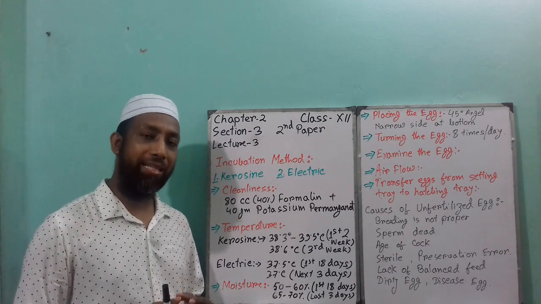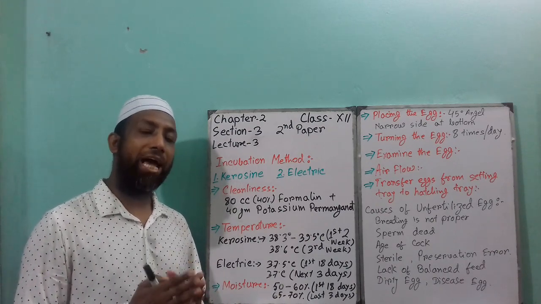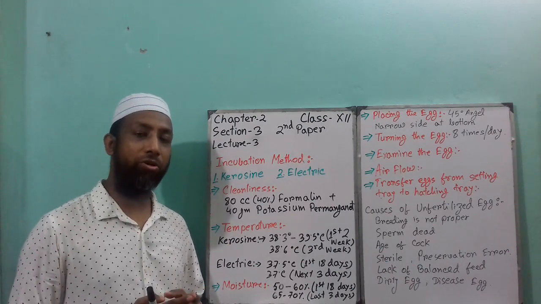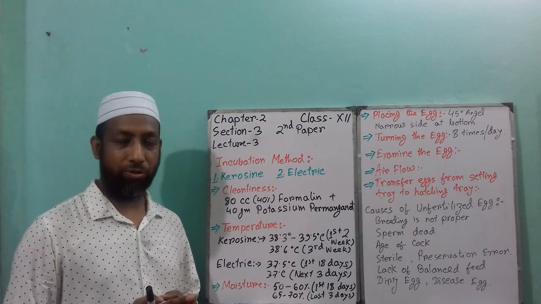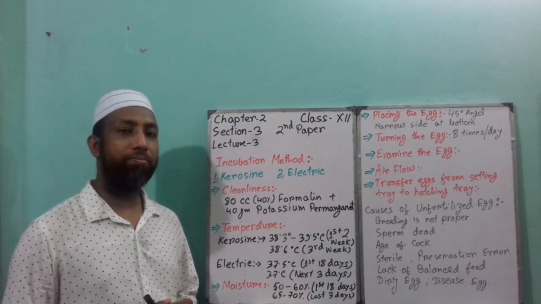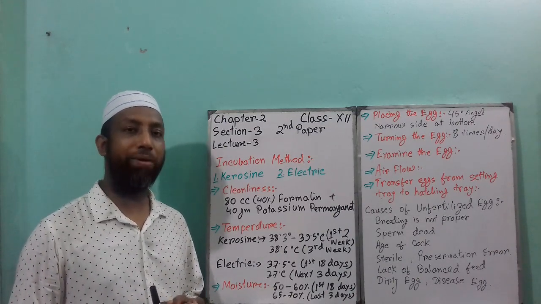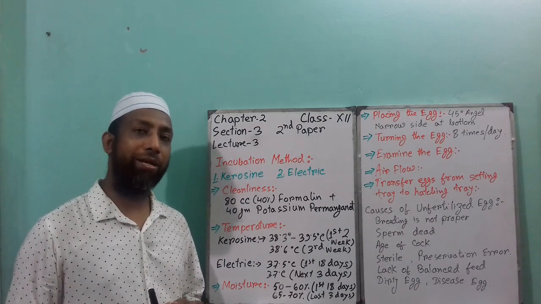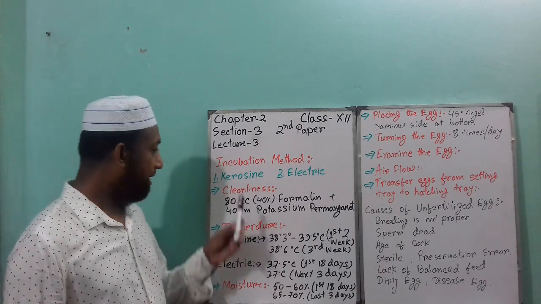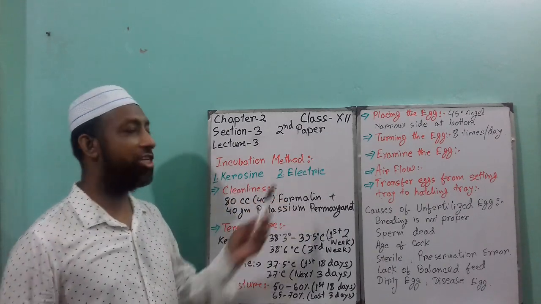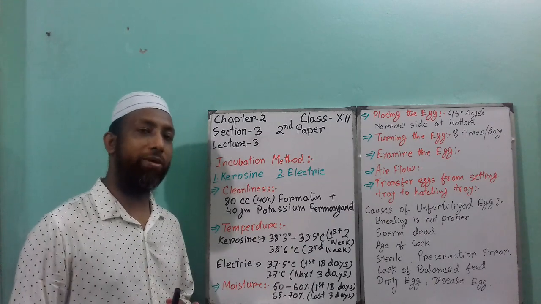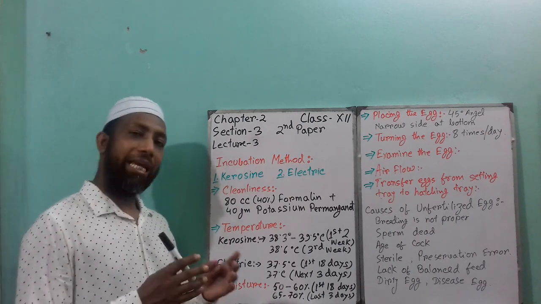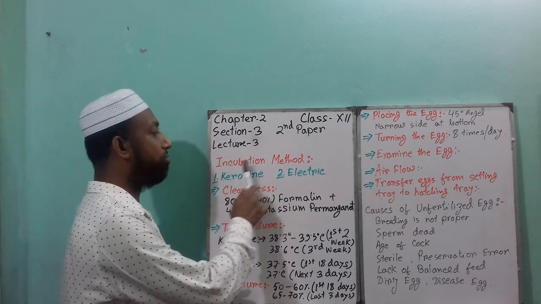Last class I explained that there are two types of incubation method: one is the artificial method, the other is the natural method. The artificial method has two types: the incubator method and the husk method. The incubator method has two types: kerosene incubator and electric incubator. In these two incubators we incubate the eggs. So let's discuss the incubation method.